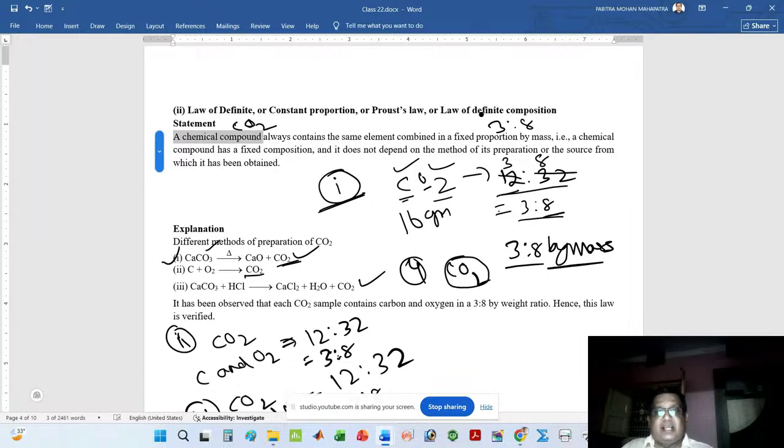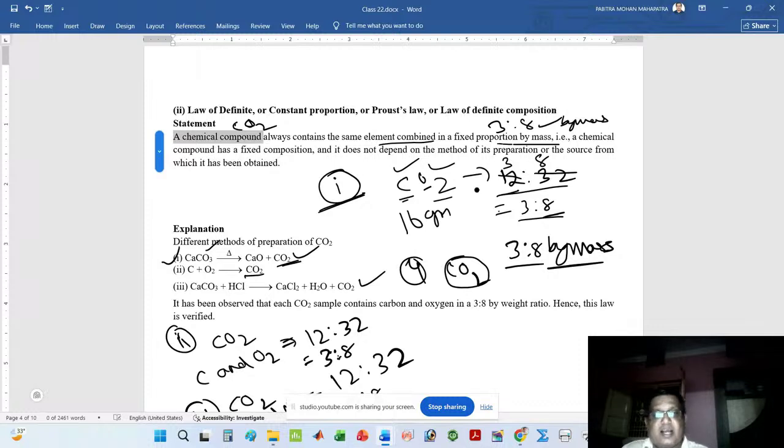If you change this ratio, then you cannot find carbon dioxide. It changes to another chemical compound. So carbon dioxide means 3 is to 8 by mass. According to mass, the ratio is 3 is to 8. If you change this ratio, you are unable to find carbon dioxide. You may get some other chemical compound, but you do not get carbon dioxide. So a chemical compound, that is carbon dioxide, always contains the same elements combined in a fixed proportion by mass. Look at the example.